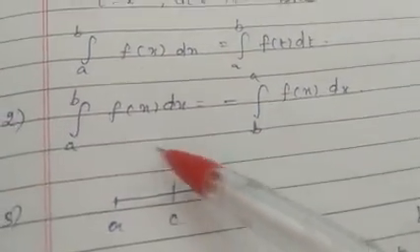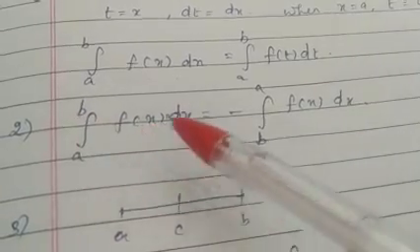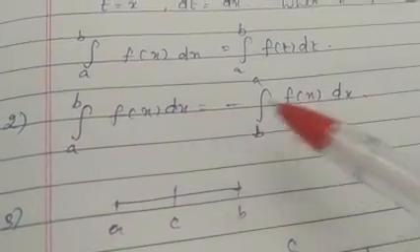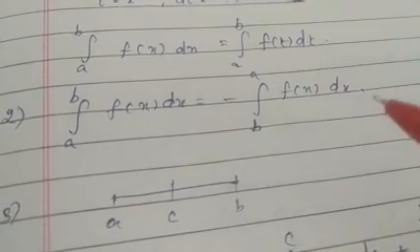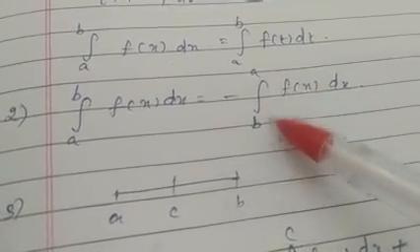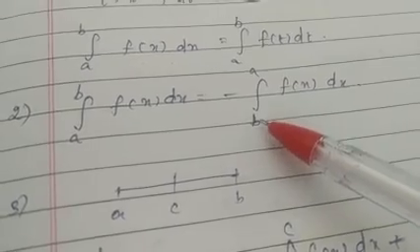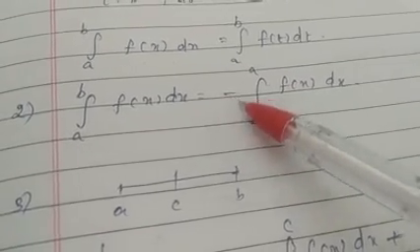Therefore, these two are equal. The next property is integral a to b f of x dx is nothing but minus integral b to a f of x dx. That is, if you interchange the limits, then you will be writing a minus sign.